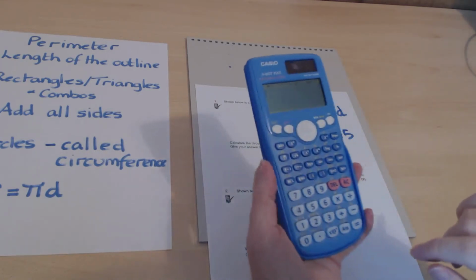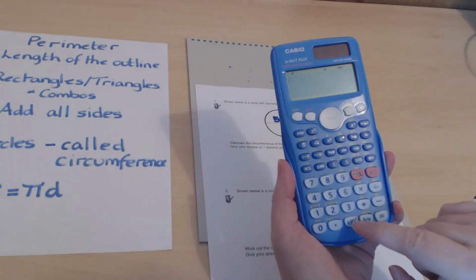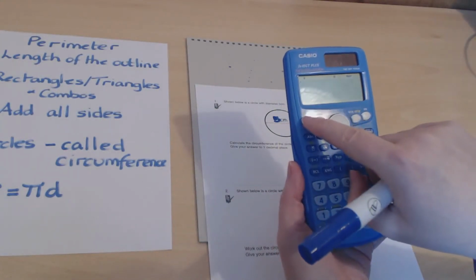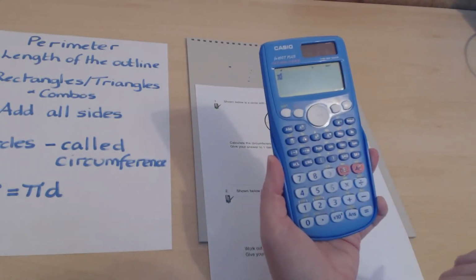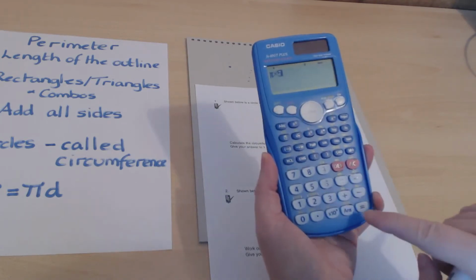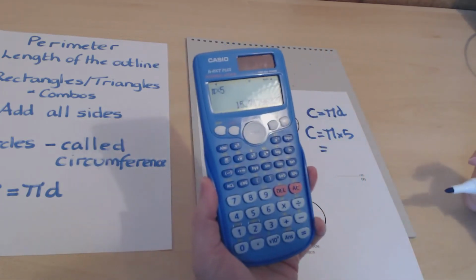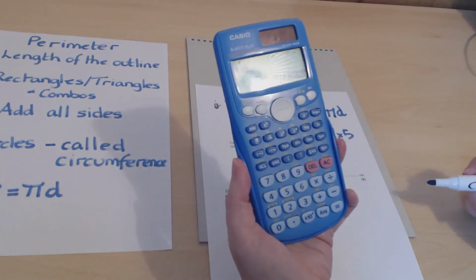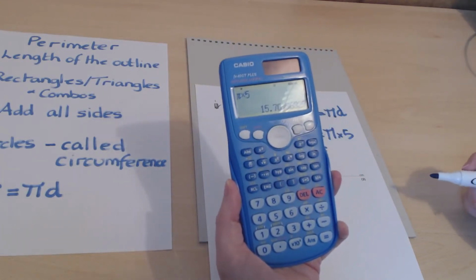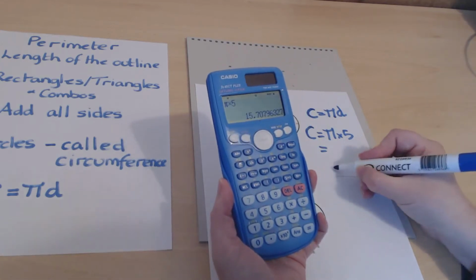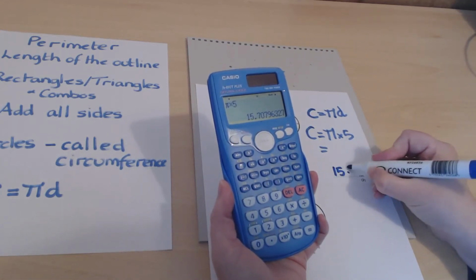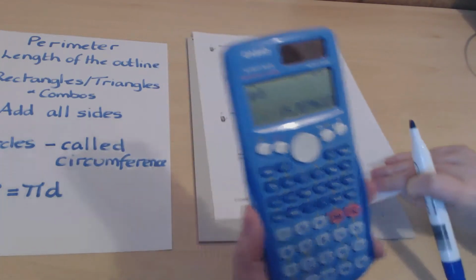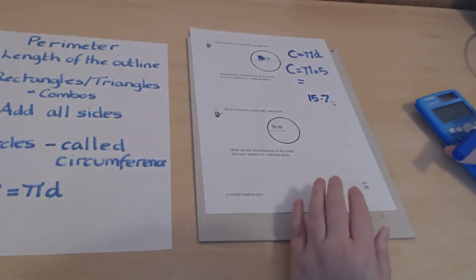Pi is usually hiding somewhere down the bottom, and you usually have to shift to get it. So there's pi times 5 equals, and in this particular case it's asked for the answer to 1 decimal place. So that would be 15.7 centimetres. So let's do one more example here.